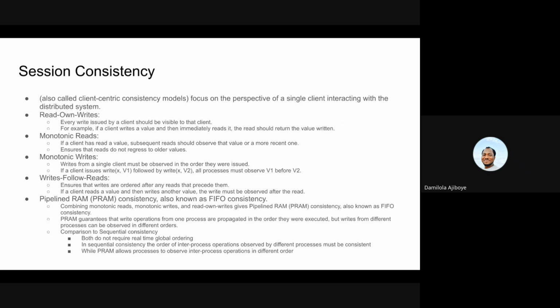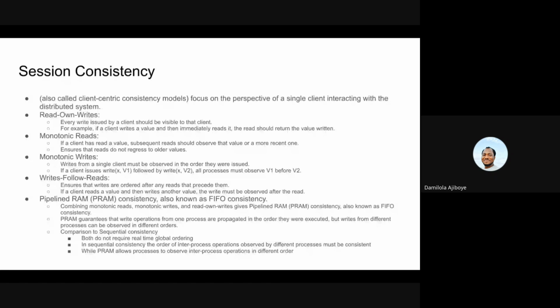Then we have monotonic writes. Writes from a single client must be observed in the order they were issued, which is similar to what we saw in sequential consistency, but now from the perspective of clients. So if a client issued particular writes in a particular order, maybe 1, then 2, then 3, you should always observe those changes in that order.